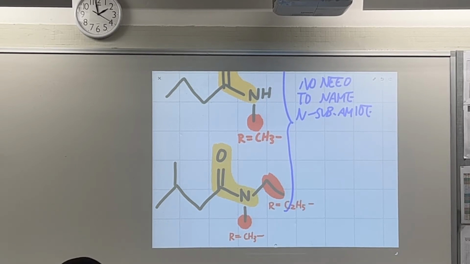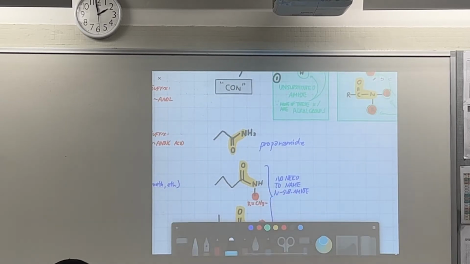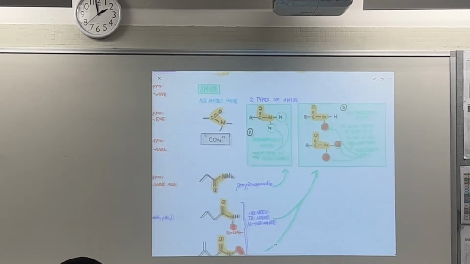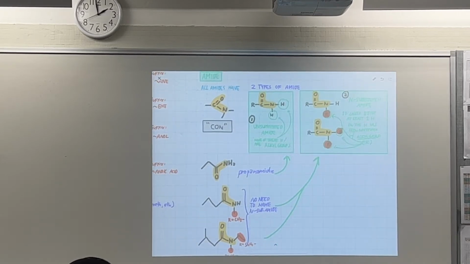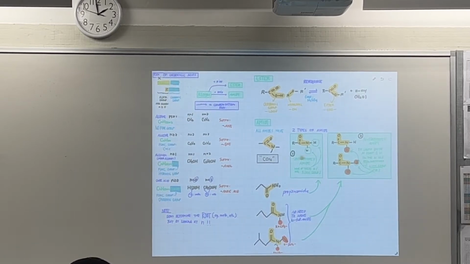C2H5. Okay, make sure you put a dash there to indicate that they are connected to something else. Ethyl. So this is the C2H5 group. Put down, this is type 1, so this one here is type 1, and these two here are type 2, the N-substituted amide. So why do we care which type of amide it is? That's because the way we prepare them would be slightly different. So on the next page, we look at the preparation of amide.